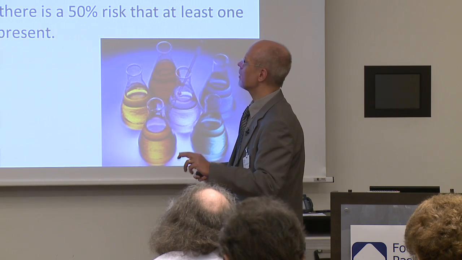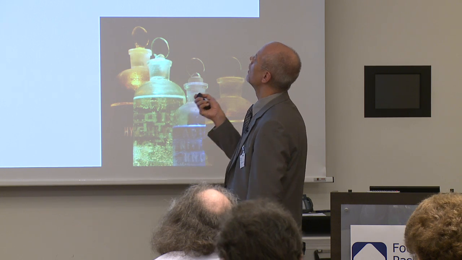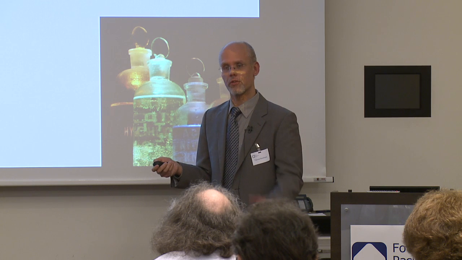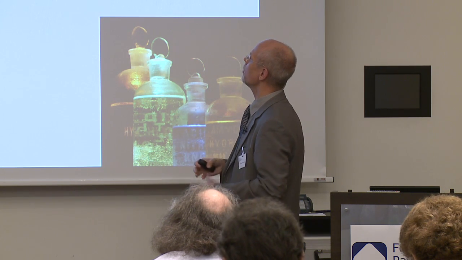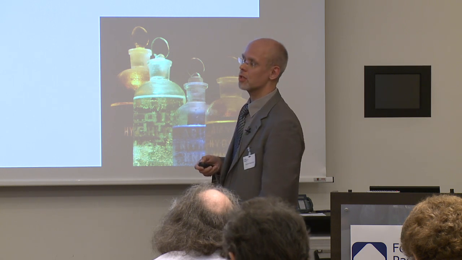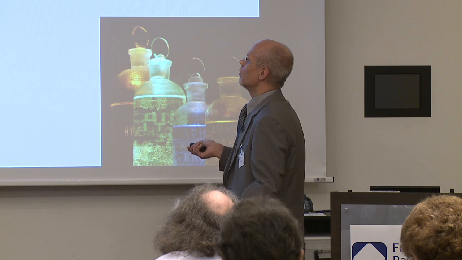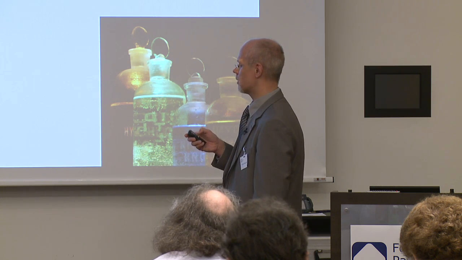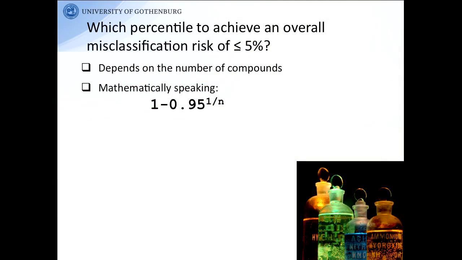We can actually flip that around and look at what percentile we actually need in order to stay with the 5% risk of misclassification, if we say that this is what we agreed upon as an acceptable risk, because no method is perfect. So what percentile do we need to apply in a mixture context? Again, it depends on the number of compounds. Mathematically it is an equally simple formula, which we can also plot graphically, and it looks like this.